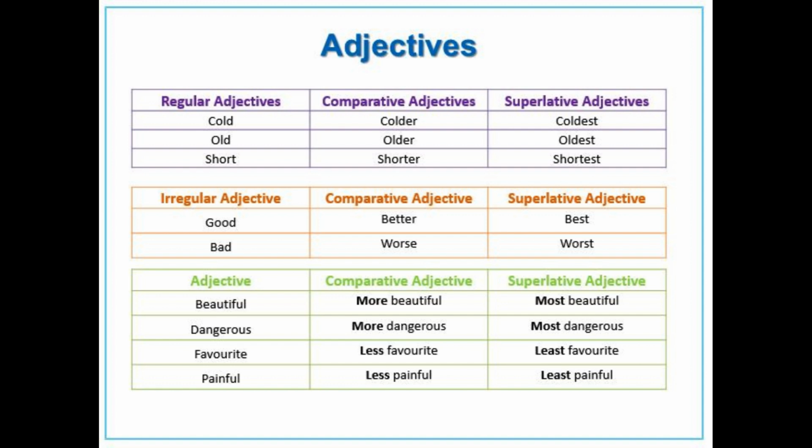A popular tip for identifying adjectives that are of the third type that use the word more and most before them is to break down the adjective into syllables. Remember, if there is any adjective that has more than two syllables, we usually use the word more and most before them. For example, beautiful, that's three syllables, so that's more than two. Dangerous, favorite. So, two or more syllables, we will use more and most before that.